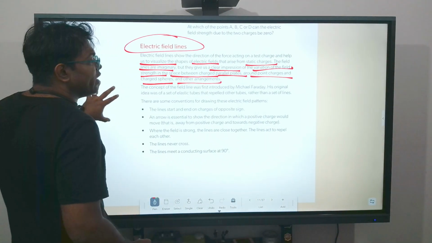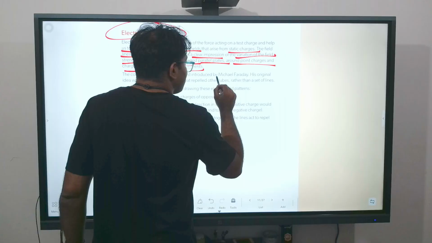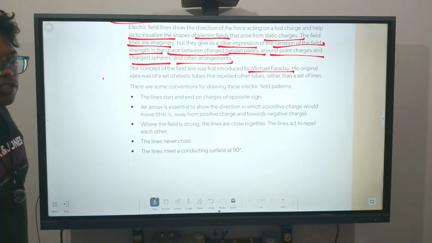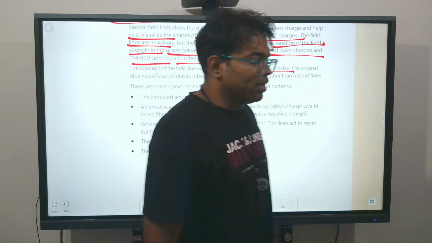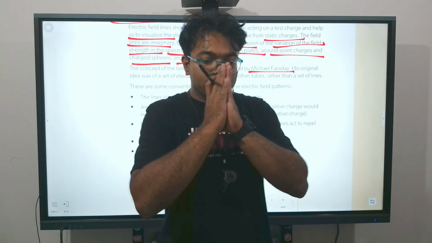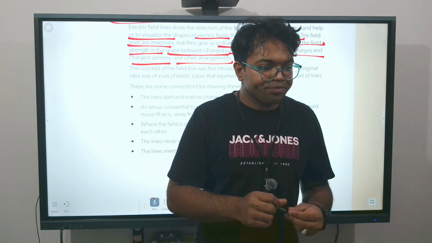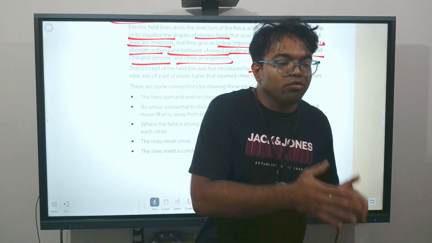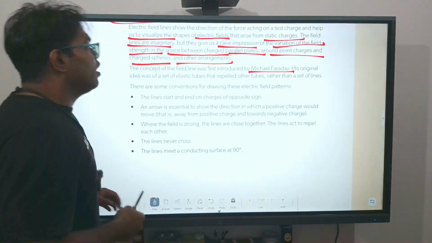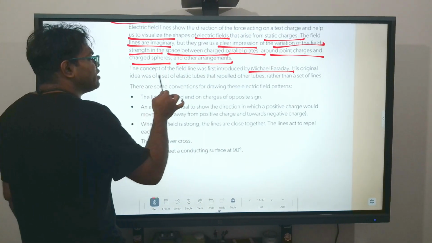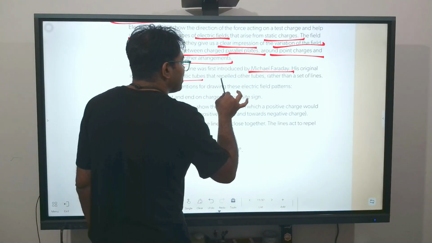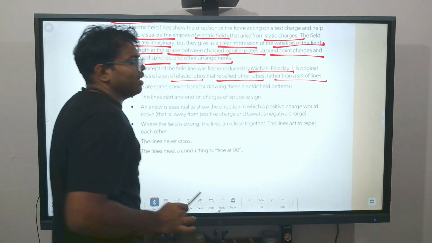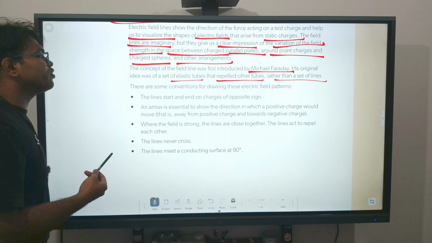The concept of field lines was first introduced by our famous hero, Michael Faraday. Michael Faraday is the hero who started the whole electrical field. I basically feel that most of the laws that we see are somehow originated either directly by Faraday or by using Faraday's laws. Now, his original idea was a set of elastic tubes that repelled other tubes rather than a set of lines. So he considered them to be small tubes.